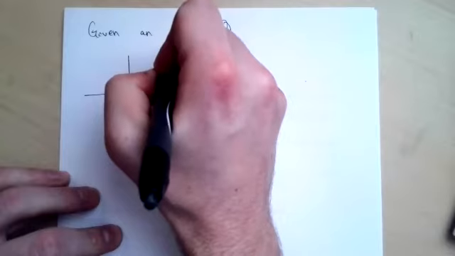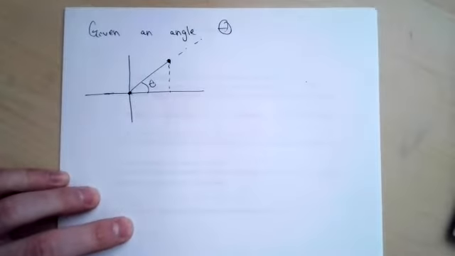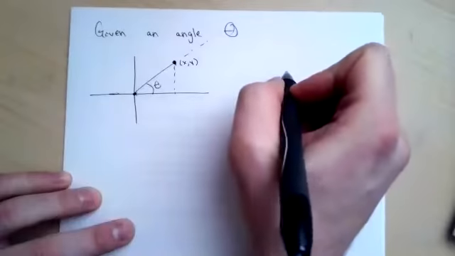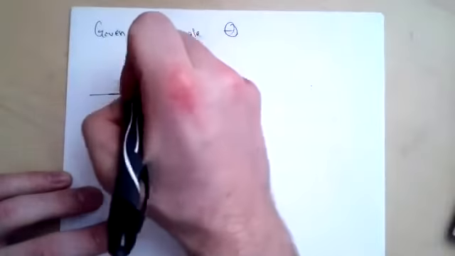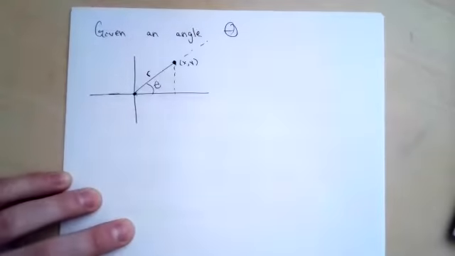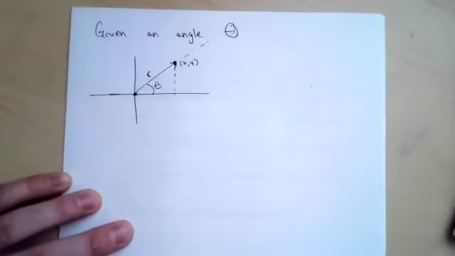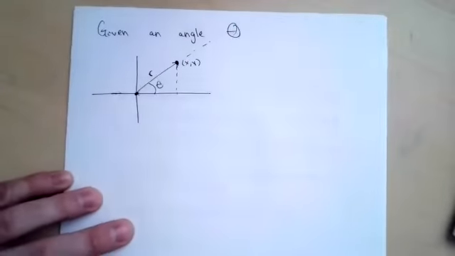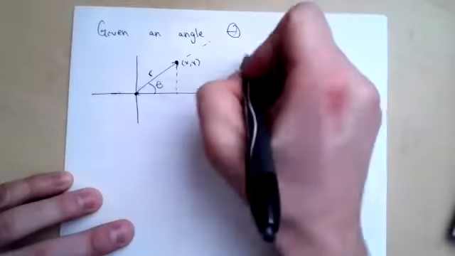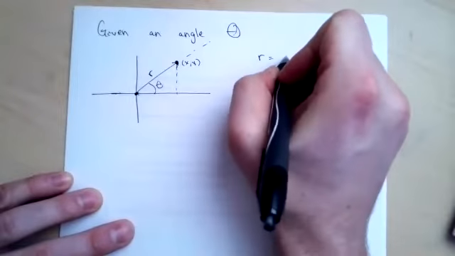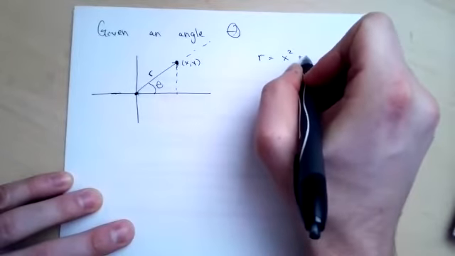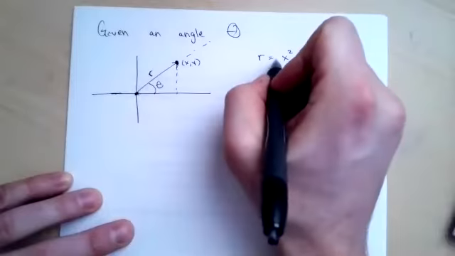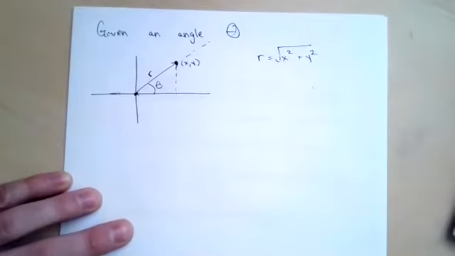So for any point on the terminal side of the ray, it's going to have some xy coordinates. And based on the xy coordinates, we can find the length of the ray, or the distance from the origin to that specific point that we choose on the ray. So this is going to be given by our Pythagorean theorem, which hopefully everyone knows. So r is the square root of x squared plus y squared.